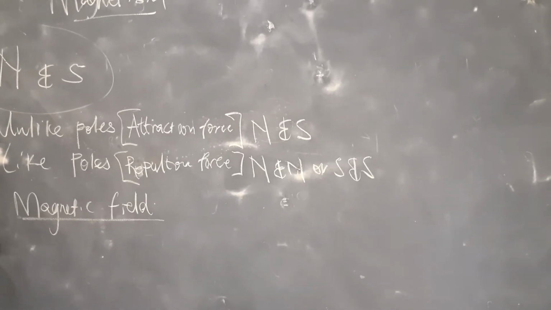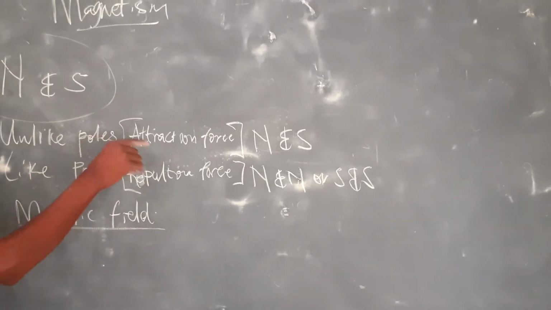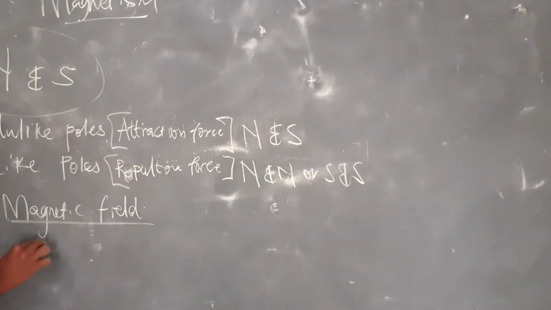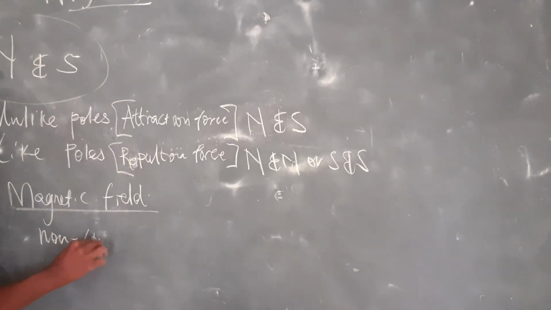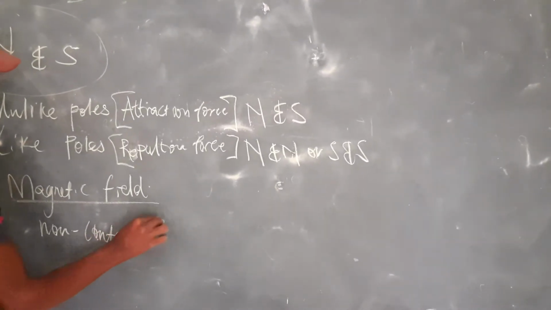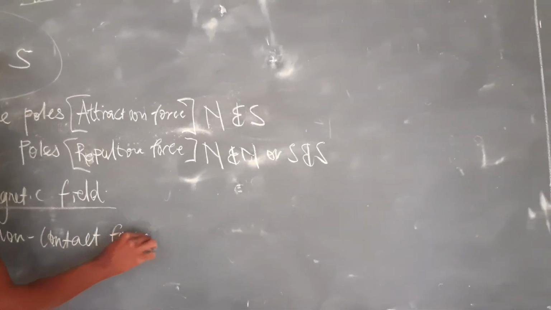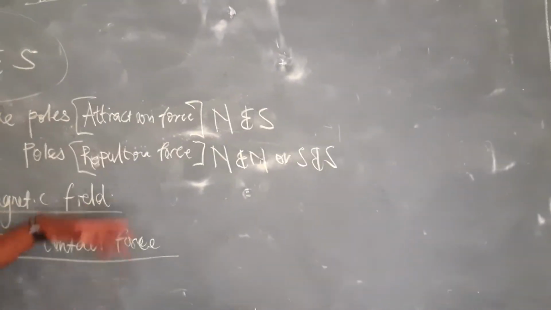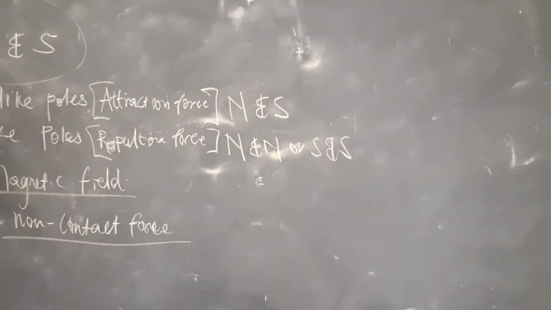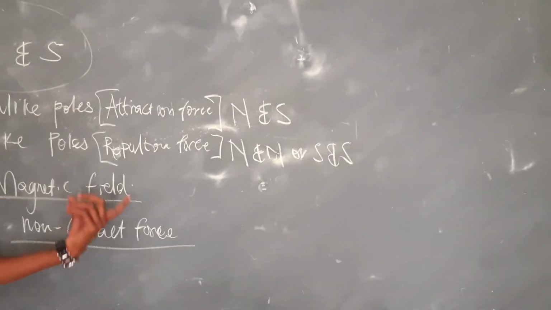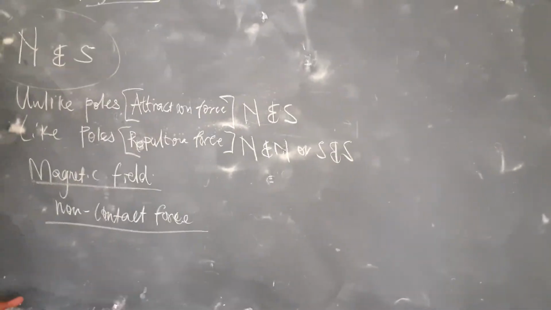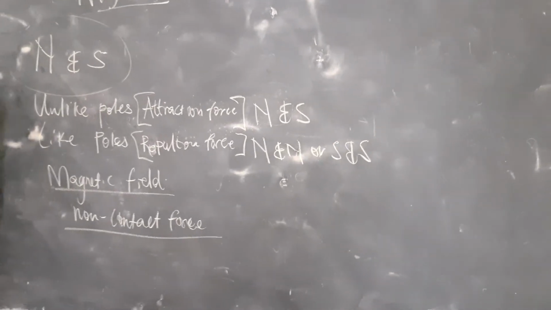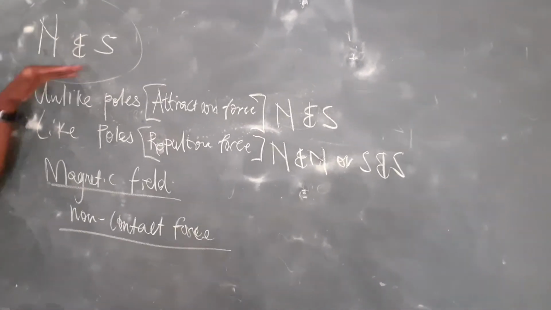And then the magnetic force, the force that is happening between the magnets, is what you call a non-contact force. The force happening between the poles or between the magnets is what you call a non-contact force. So non-contact force is the force occurring between the magnets.